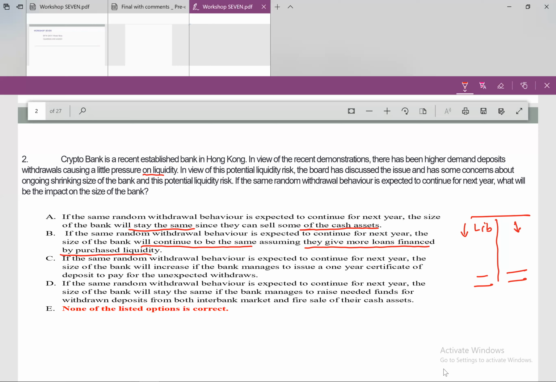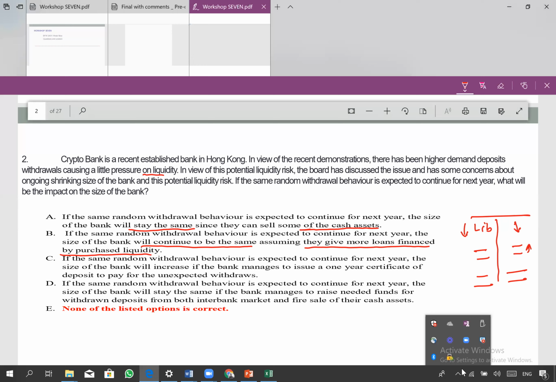But at the same time, I am also giving loans, and I'm giving loans from purchased liquidity, so from purchased liability. So actually, I'm getting more loans here and more liabilities here, but the liabilities in general are dropping, so it will not stay the same.